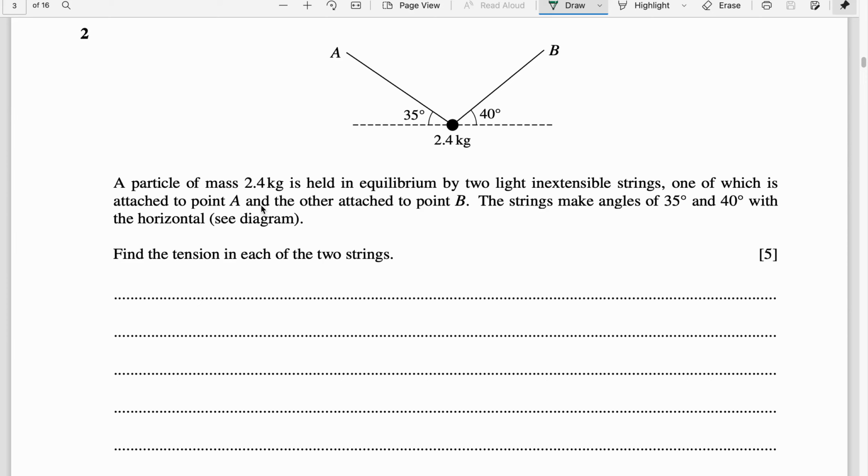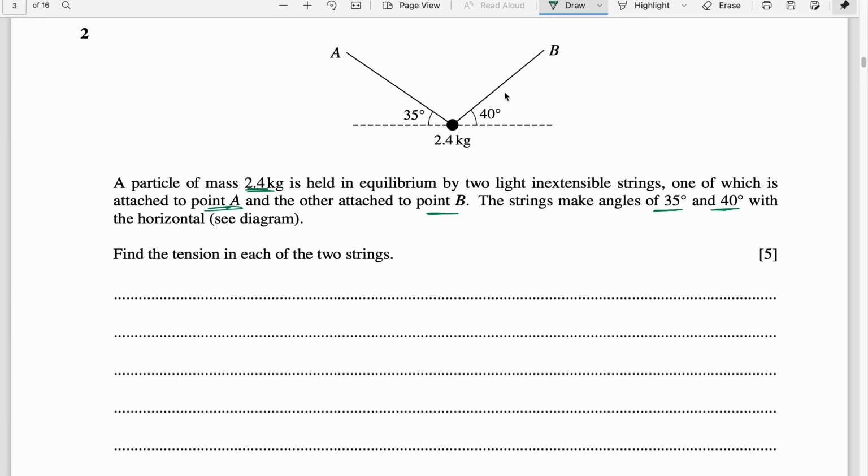A particle of mass 2.4 kg is held in equilibrium by two light inextensible strings, one of which is attached to point A and the other attached to point B. The strings make an angle of 35 degrees and 40 degrees with the horizontal, as shown in the diagram. Find the tension in each of the strings.